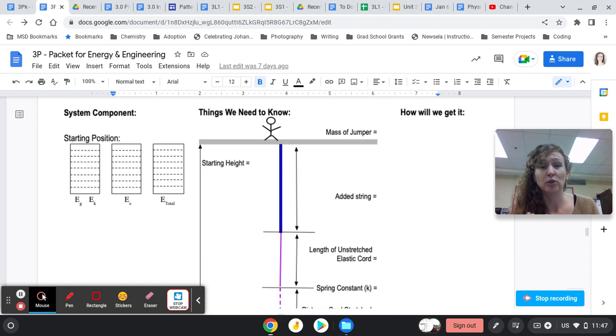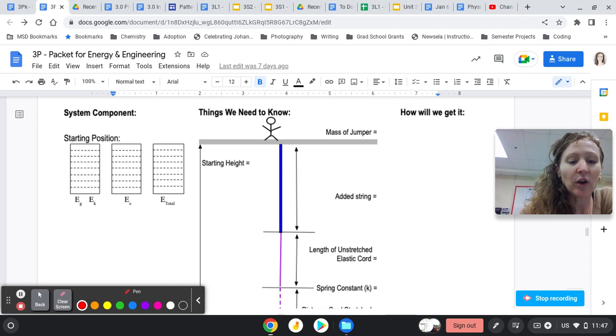to get us to the bungee jump. And remember, we want our bungee jumper to have fun and also be safe. So that's the whole point of it. So let's take a look at what we already know. So I'm going to start us on the energy bar charts, since that is something that we did recently.